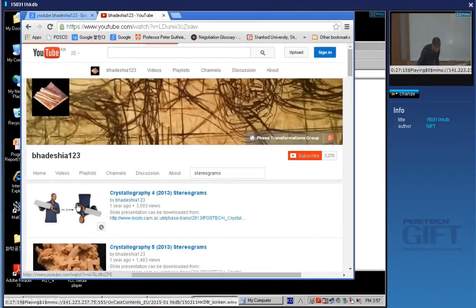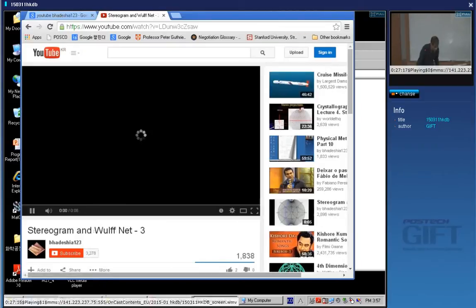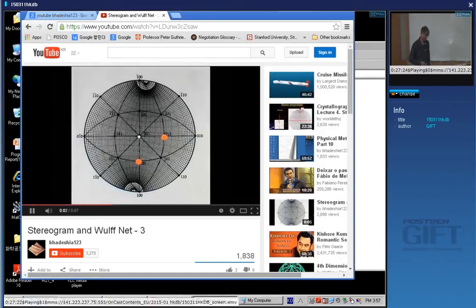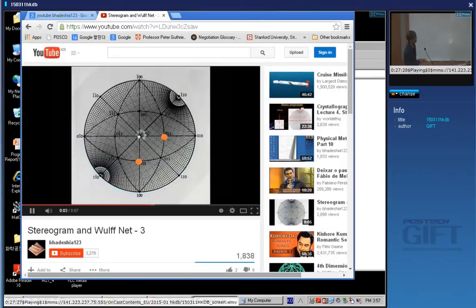Okay, so we are measuring the angle between these two points here. What I have to do is rotate the Wulff net until those two points lie on a great circle. Then I can read off the angle.